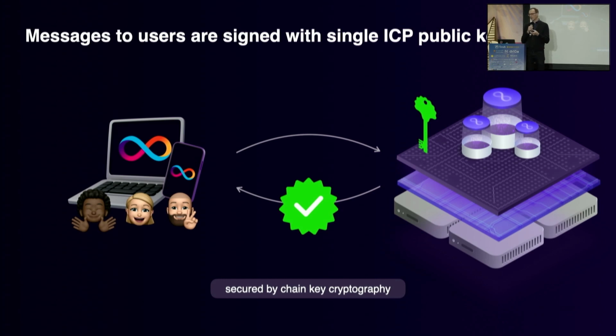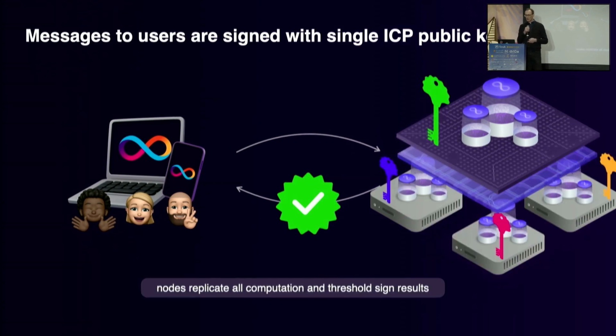But what really matters is that the Internet Computer has a single public key, and that public key is all you need in order to authenticate messages originating from smart contracts, results computed by smart contracts on the Internet Computer. Under the hood, this works using threshold cryptography and secret sharing. The secret key belonging to that single public key of the Internet Computer is shared amongst the nodes of the Internet Computer.